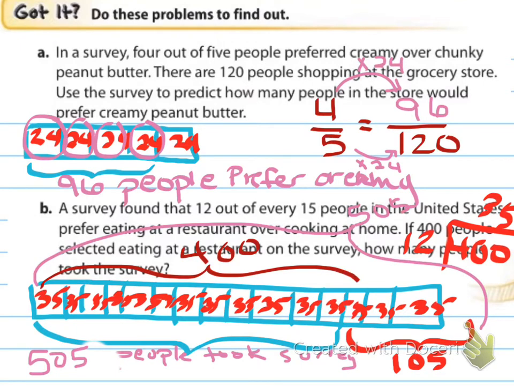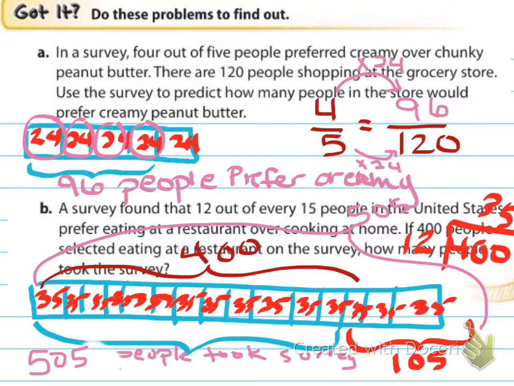All right, so here are my answers. For A, it says that 4 out of 5 people prefer creamy over chunky peanut butter. And then it says that there are 120 people shopping at the grocery store, so we're trying to figure out how many like the peanut butter. So we're looking for the one that's equivalent with the 4, because we know that the 5 and the 120 go together. So what I've done is I've set up both methods.